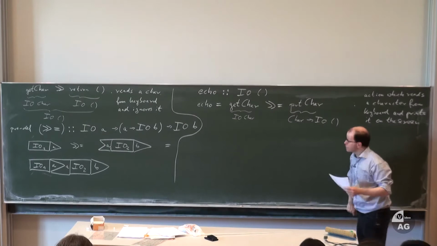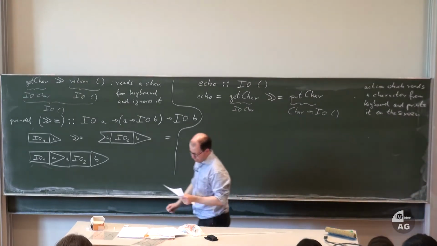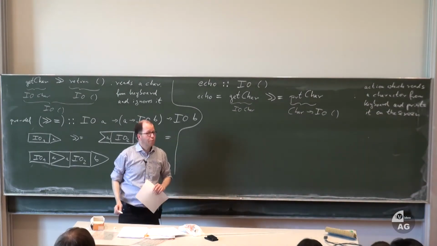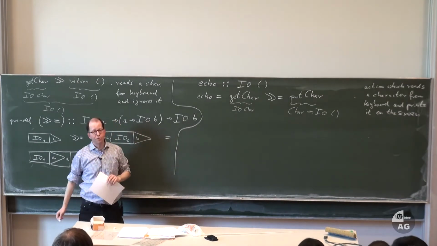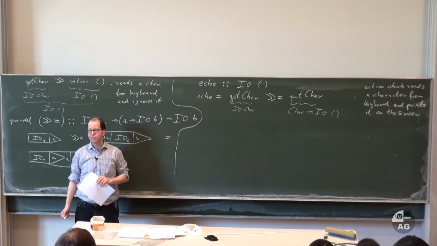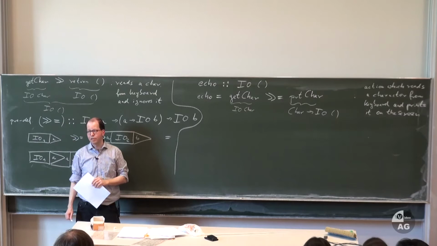So you can see that this bind operation is really useful. Now, suppose that I want to read two characters from the keyboard and print them on the screen. So I want to do echo twice. How can I do that?